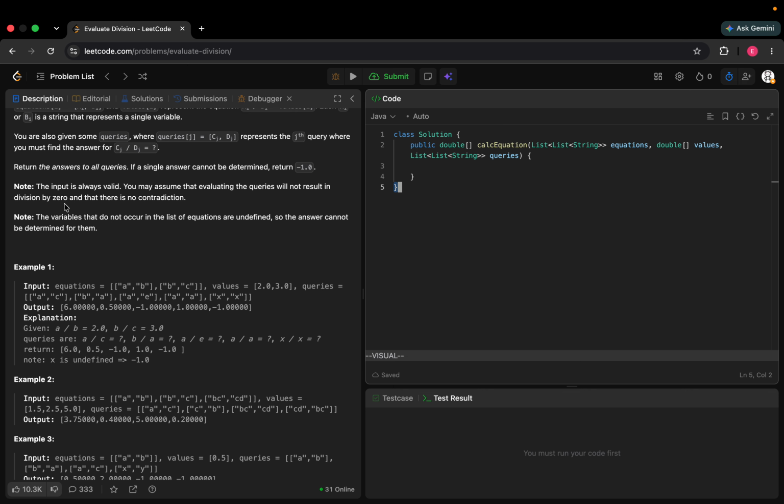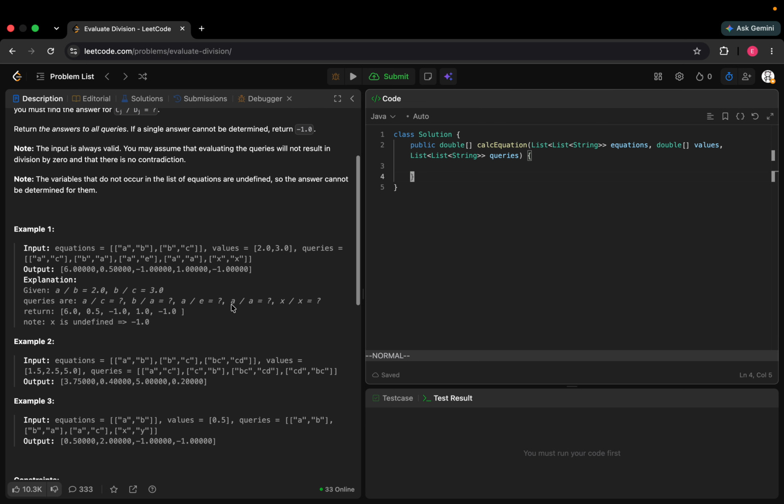by 0, and there's no contradiction. If a variable does not occur in the list of equations, it is undefined, so the answer cannot be determined for it. Like this x is not in this one, so we don't know, even if they are the same, we still return -1 here.